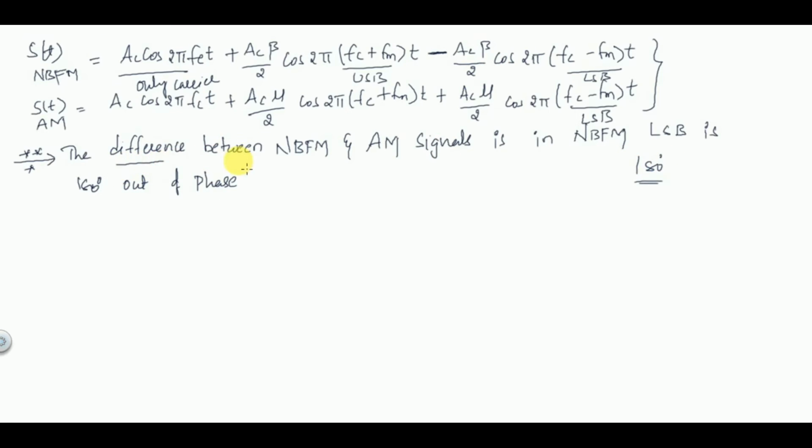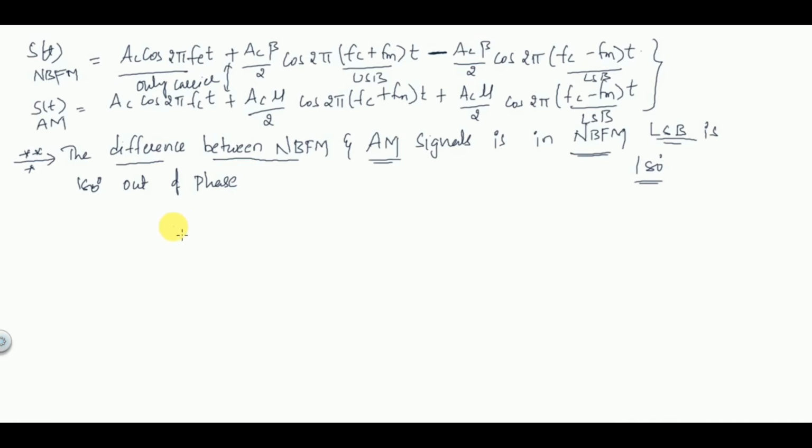So a negative amplitude always represents a 180 degrees phase shift. The difference between NBFM and AM signal is in NBFM. So in NBFM, the LSB term is 180 degrees out of phase, and USB term having the same sign here, and carrier is same also. So only change is with respect to LSB, and that LSB is 180 degrees out of phase. Okay, so this is very important point which you have to remember. In NBFM, LSB is 180 degrees out of phase.